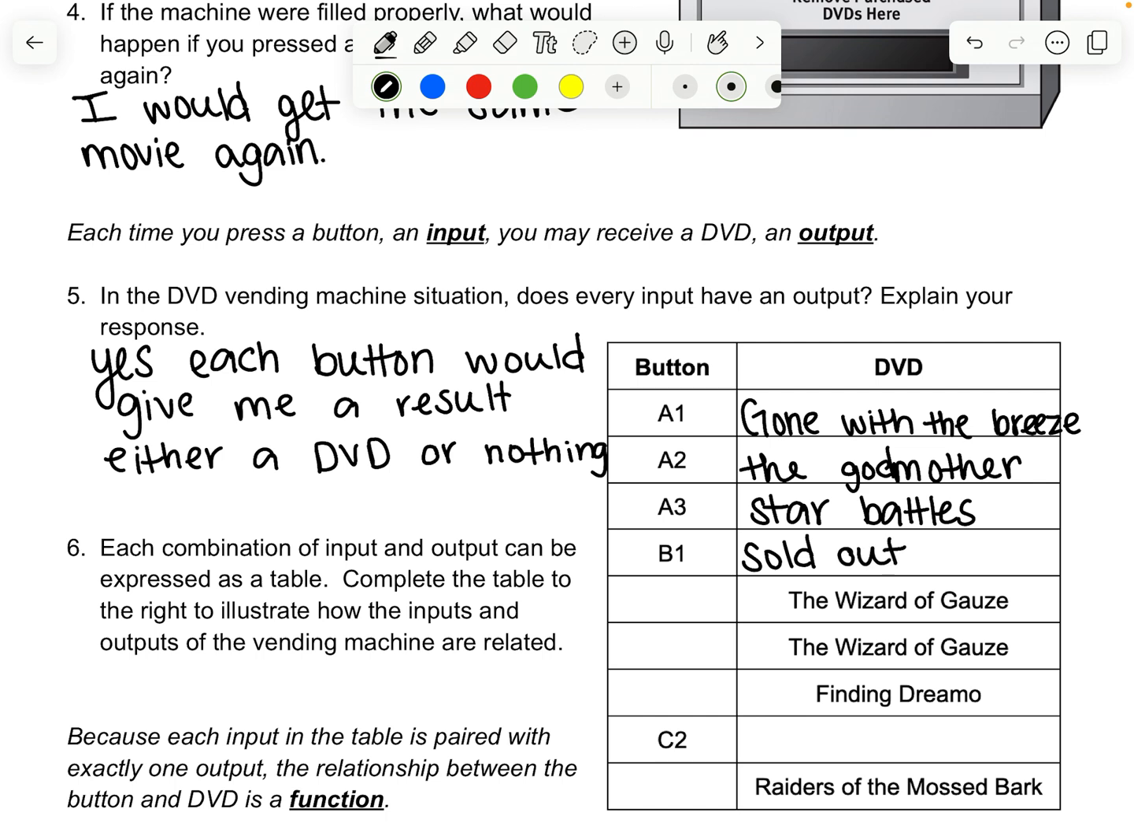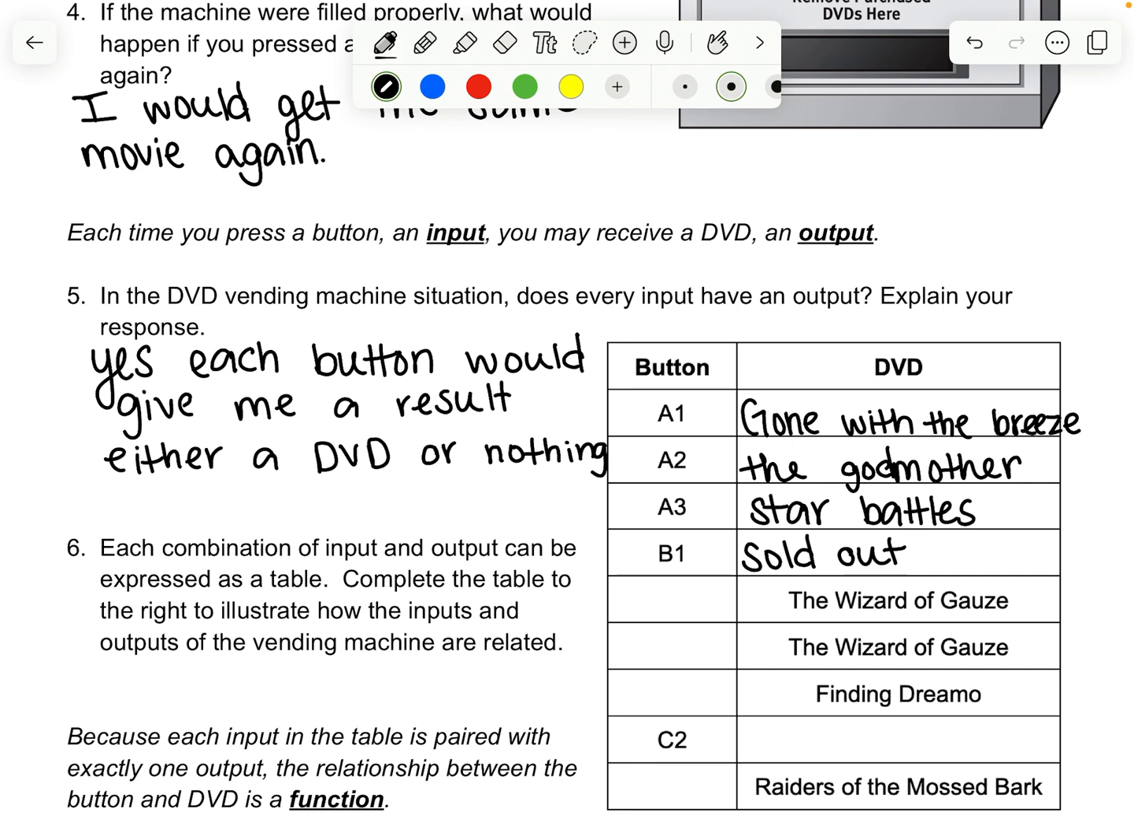And then from here, I'm going to wait about 30 seconds for you to fill in the rest of the table. So it looks like it filled in the next 3 DVDs. You would need to fill in the buttons that you would have to push to get these DVDs. Then it gives you a C2 button. Please fill in the DVD for what you would receive if you pushed C2.